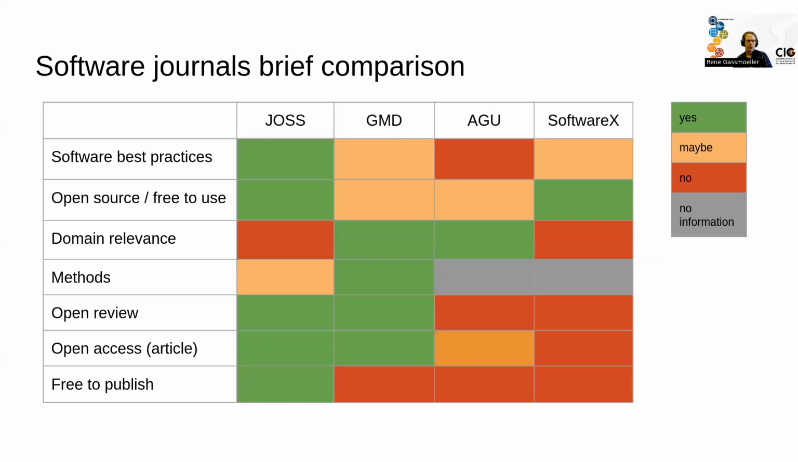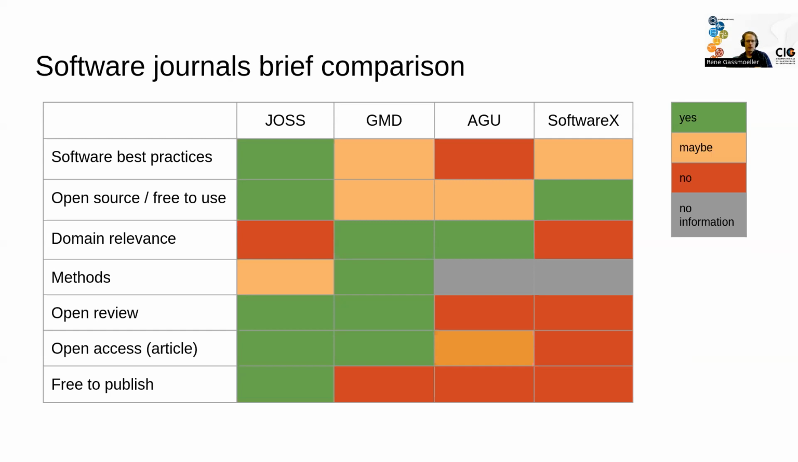Just as a brief comparison, here are things that you may want to consider if you want to decide for which journal to publish in. The description or categories of software best practices are most clearly defined by JOSS. All of the other journals are a bit unclear about them or don't mention them at all. Many of them either define explicitly or somewhat implicitly that the software should be available as open source. Geoscientific Model Development and AGU journals, of course, are domain relevant in our domain. JOSS and SoftwareX are general.